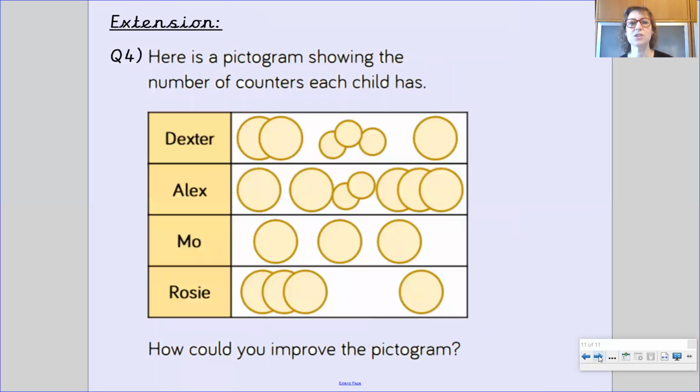And then the extension is, here's a pictogram showing the number of counters each child has. What is wrong with it? And hopefully, if you've been listening to me ranting and raving throughout this lesson about what you must do on a pictogram, you'll have no problem whatsoever answering that question.